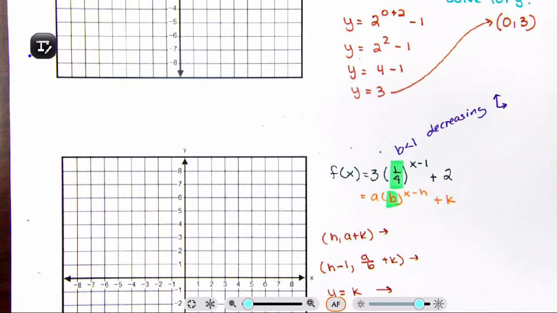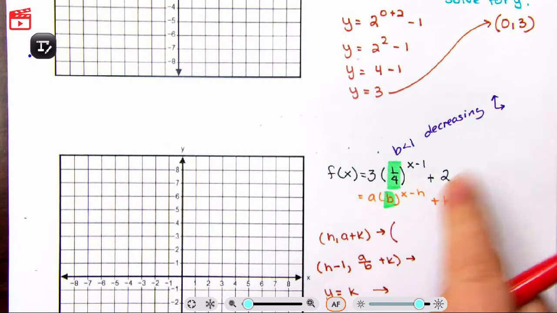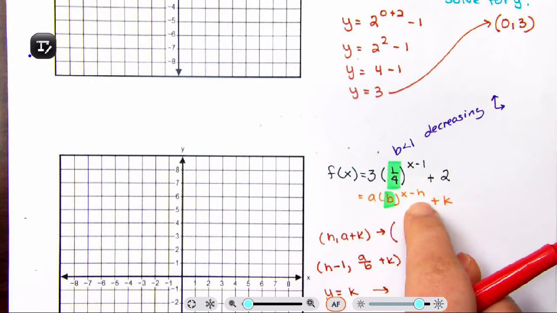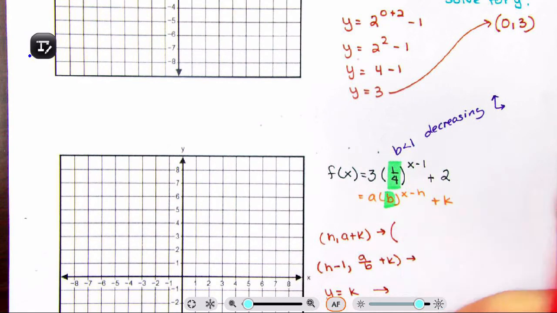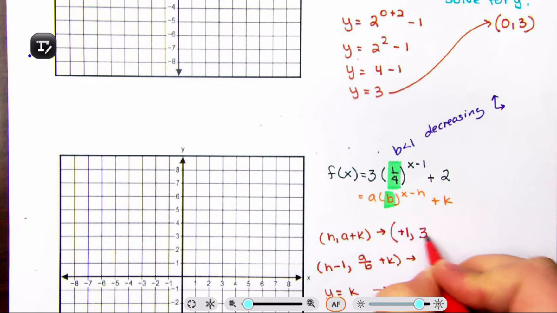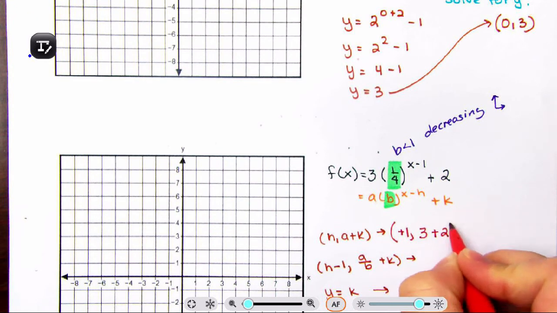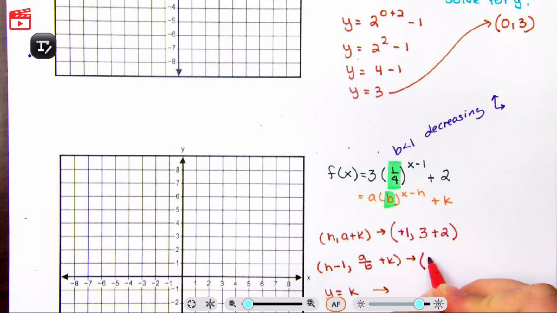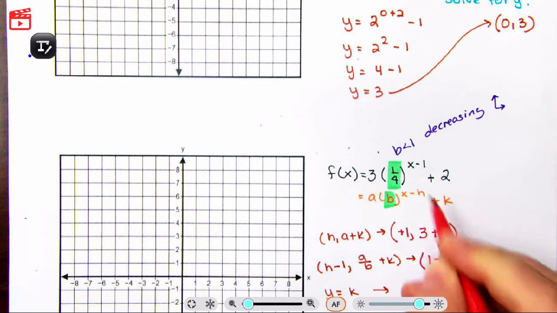Just like in the previous example, we are identifying what your a, b, k, h are, and we're going to plug it in as a point. So h right here is always opposite of what you see. If you see a -1 here, your h value is a +1. Your a value is 3, your k value is 2. And we're doing the same thing. Now we're doing 1 minus 1. Your h value is a +1.